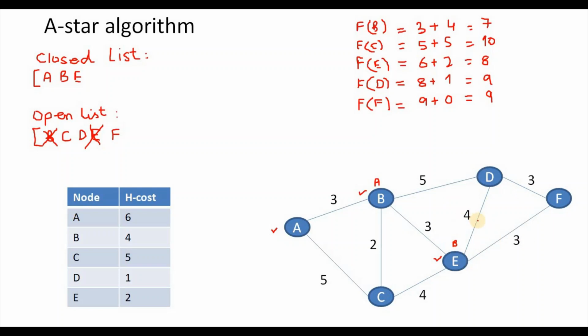Now we have explored all the nodes and calculated their F cost, and now it's time to select the node with minimum F cost that is present in the open list here. So let's see, C has a cost of 10, D has a cost of 9, and F has a cost of 9.